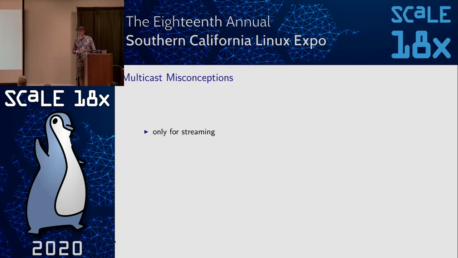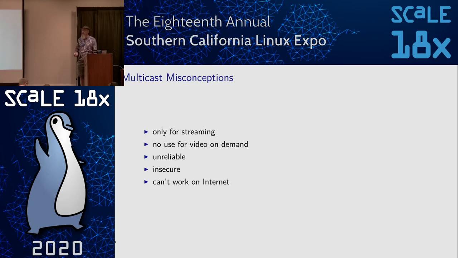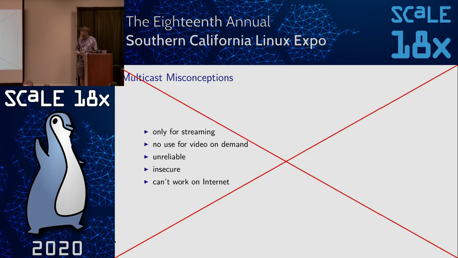There are a lot of misconceptions I come across when I talk to people about multicast. The first is that it's only for streaming. It's certainly useful for that. Or that it's no use for video on demand: that if everyone wants to stream something at the same time, that's great, but if they want to stream different films or at different times, then it's no use. I've heard that it's unreliable because it's based on UDP, that it's insecure, and that it can't work on the internet. Now, fortunately, that's all wrong.